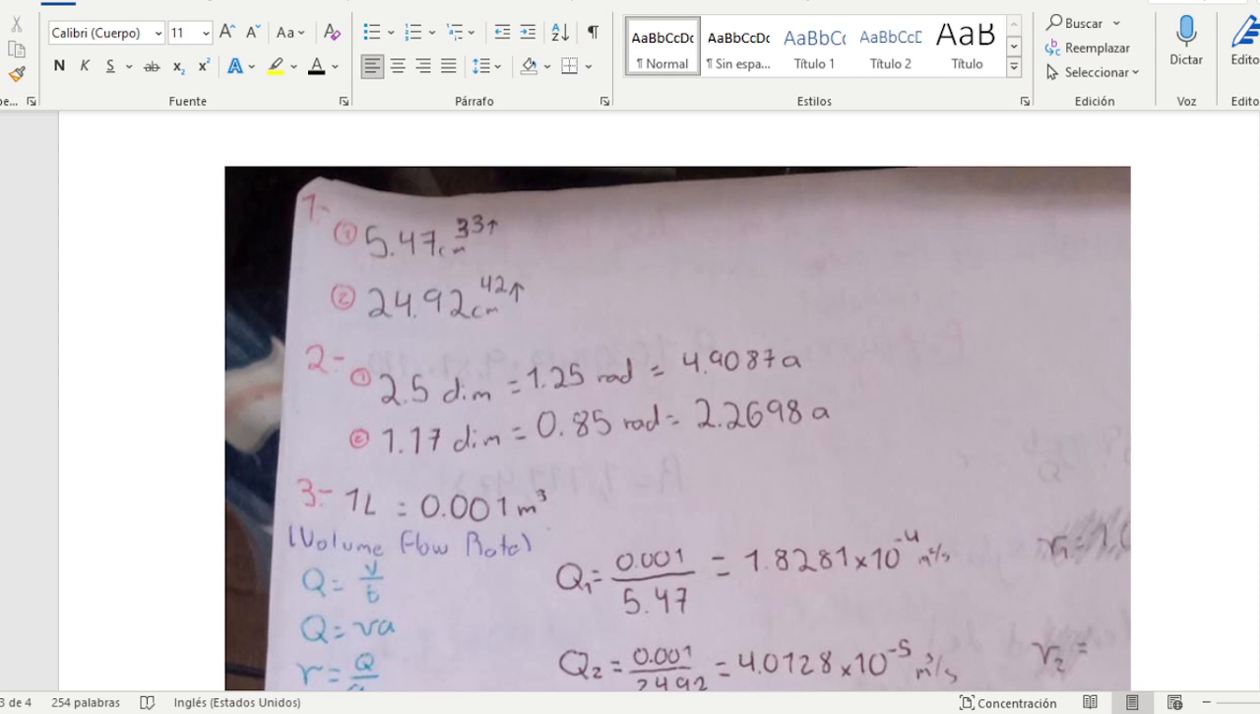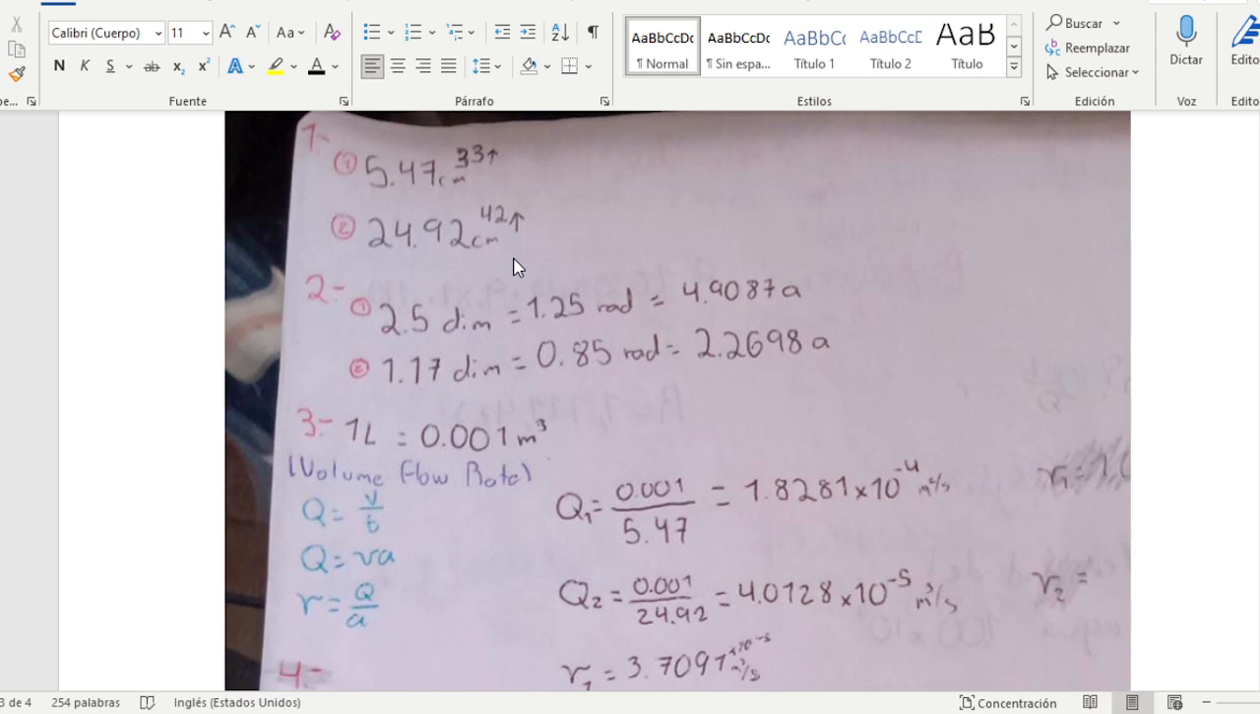So, first step: take the time a water faucet takes to fill a one-liter container. This one takes seconds. I don't know what to put for centimeters in here. I guess 2 a.m. is not a good hour to make this work. So it takes 5.47 seconds, and it was at 33 centimeters of height.